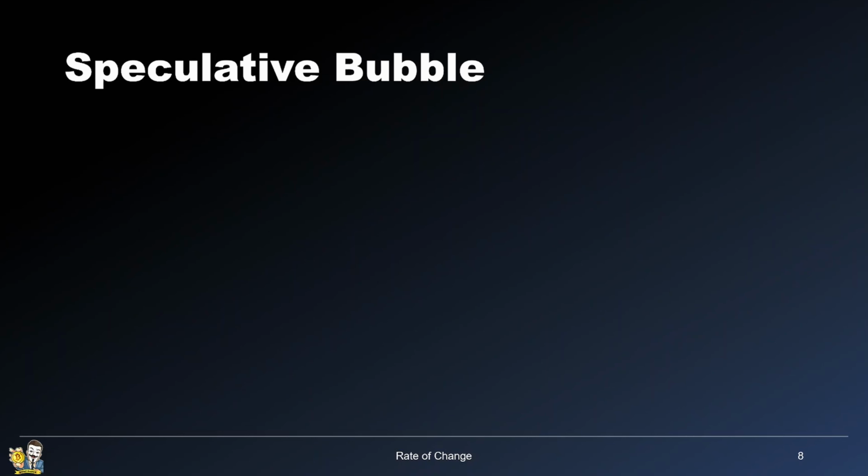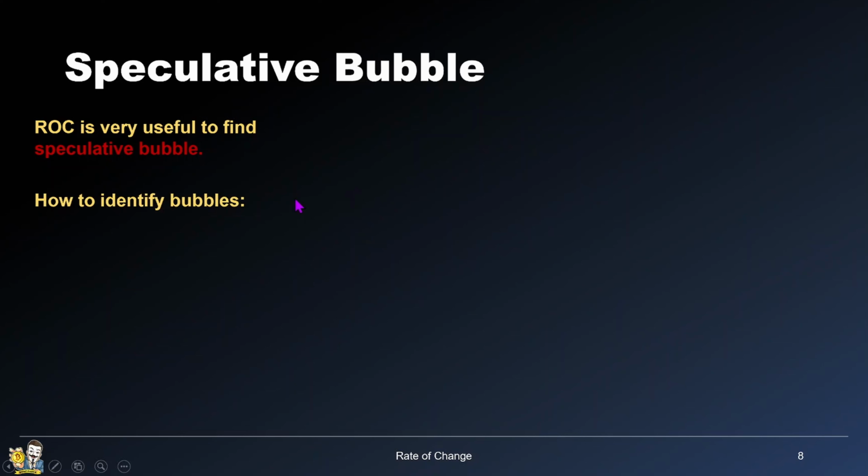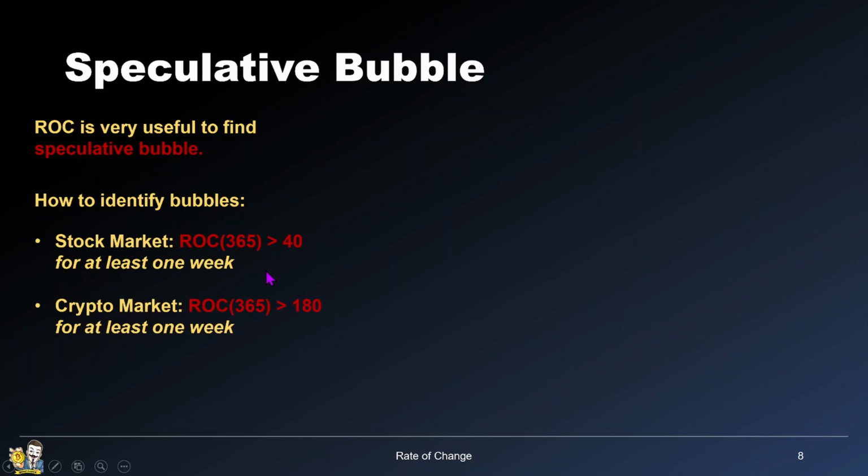Alright, let's analyze speculative bubbles. You should know that the rate of change is very useful for spotting bubbles. It's actually one of the best indicators for that. So how can we identify bubbles? On the stock market, if the rate of change is higher than 40 for at least 1 week, it means we're in a bubble. On the crypto markets, this value is 180 for at least 1 week.